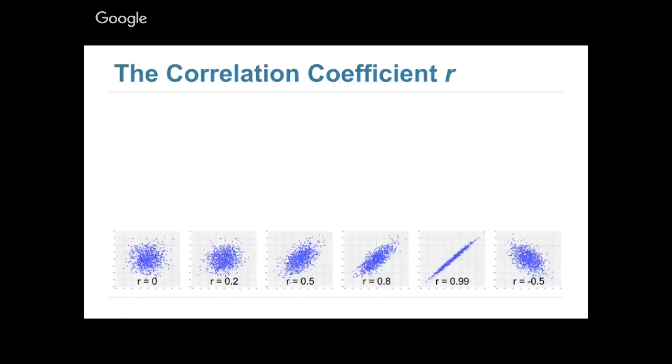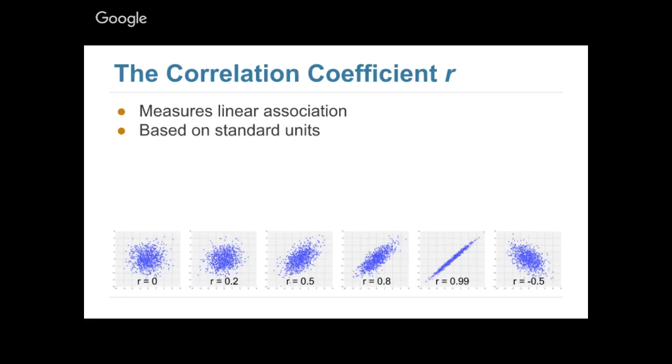Okay. So let's review correlation. If you recall from yesterday, we talked about the correlation coefficient R. This little number here only measures a linear association, and it's based on standard units. So if you remember, we converted both x and y to standard units, multiplied them all together, took the average, and that's how we computed R.